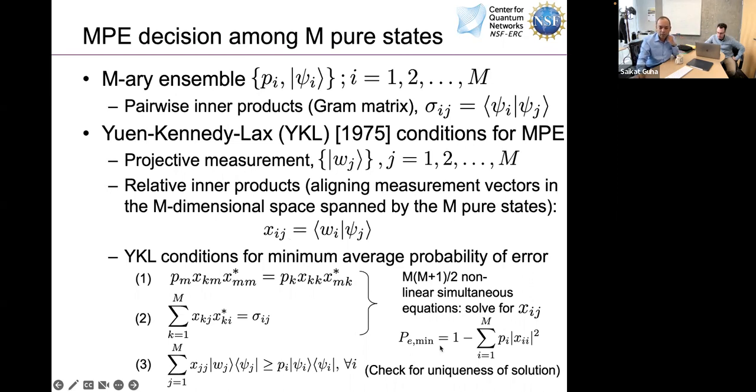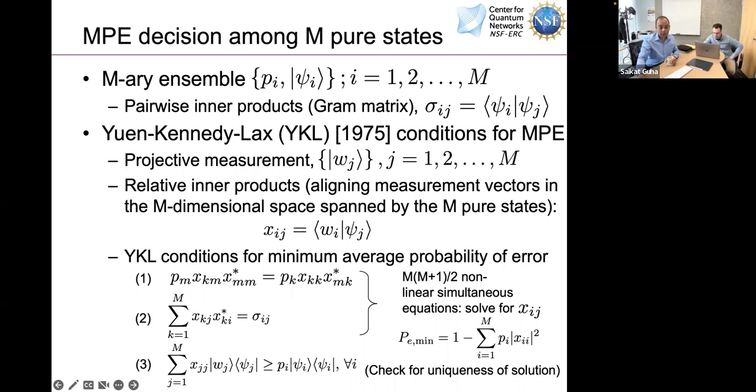Now, what is my error probability? It is 1 minus the average success probability. And the average success probability is the probability that the ith hypothesis was actually given times the probability that I made a correct decision. The probability I make a correct decision is the magnitude squared of <psi_i|W_i>, squared. W_i is the output corresponding to the state psi_i.